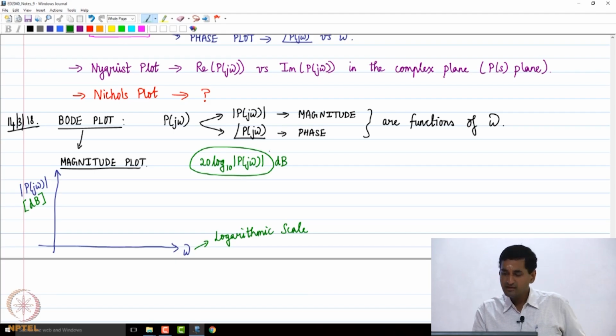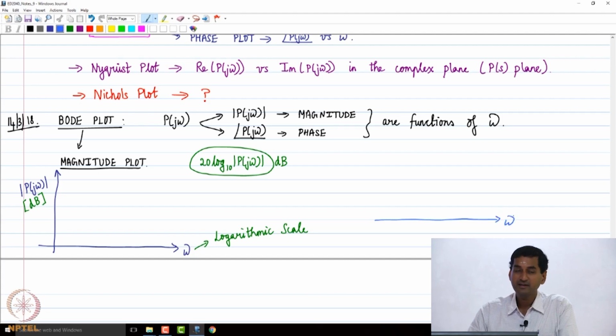Now the question arises, why do we do this? What do you think is the difference between a logarithmic scale and a linear scale? Most of us are exposed to a linear scale while plotting. So what is a logarithmic scale? Let's say if I plot omega on the x-axis using a logarithmic scale, how can I characterize it?